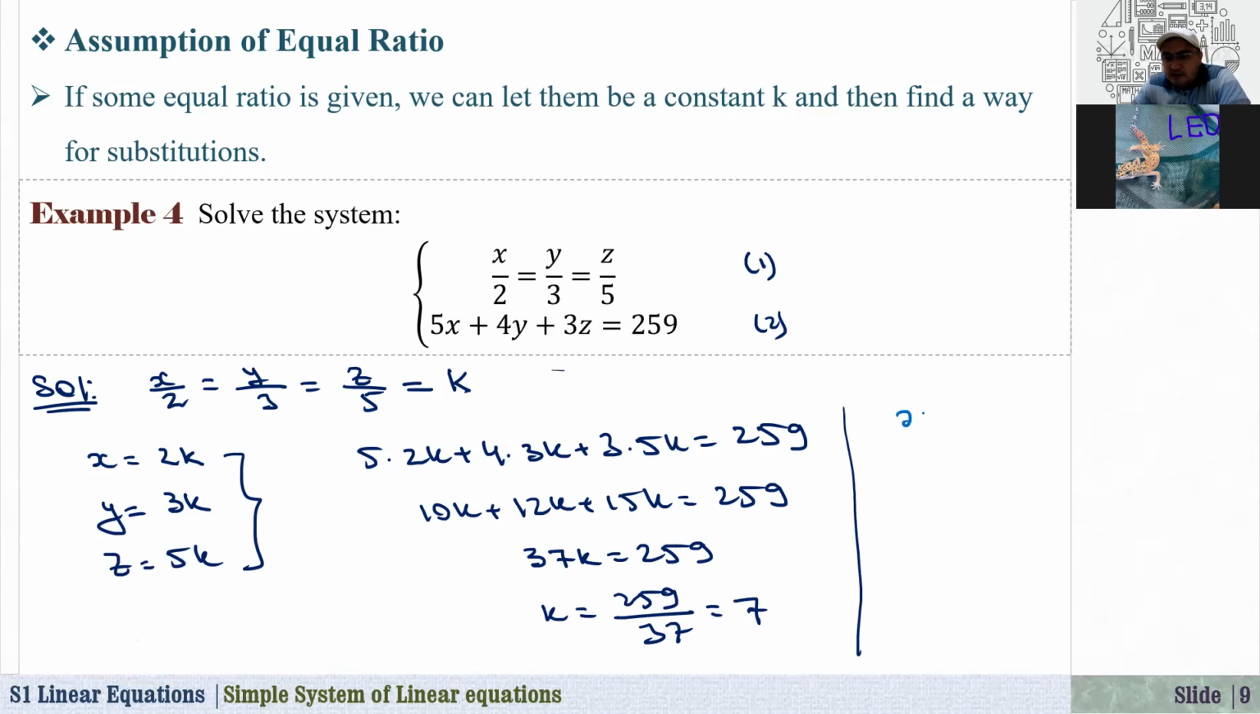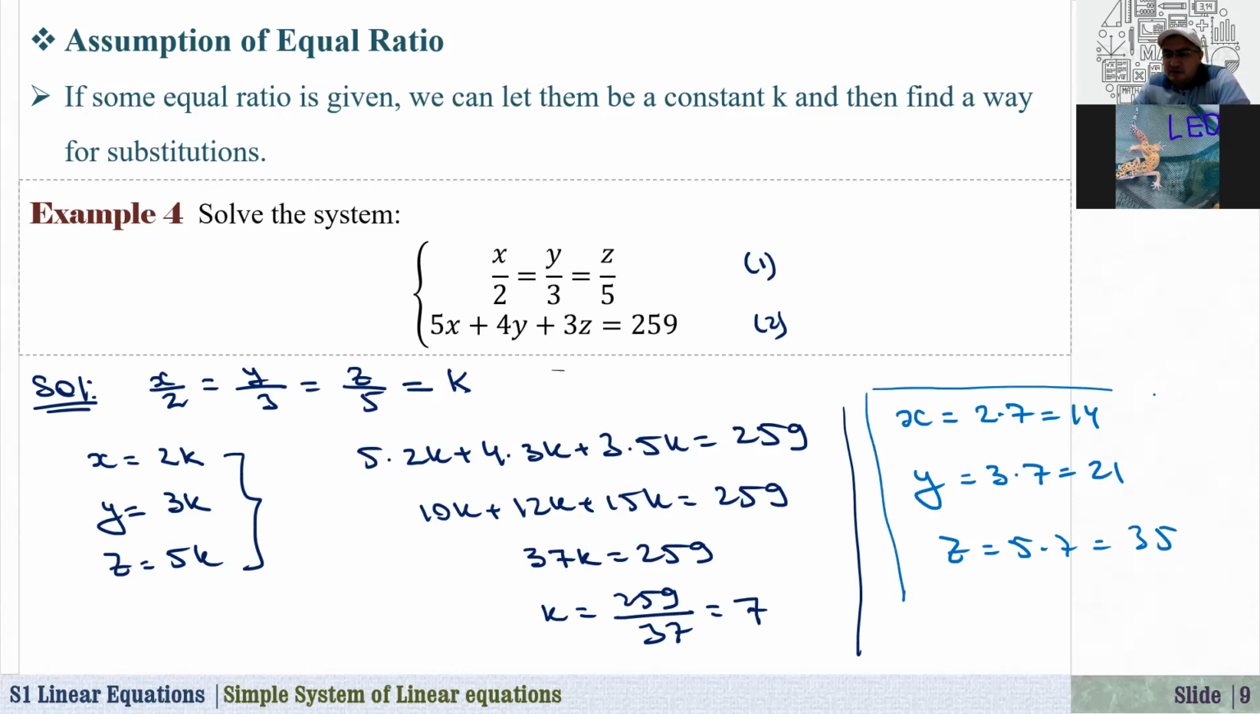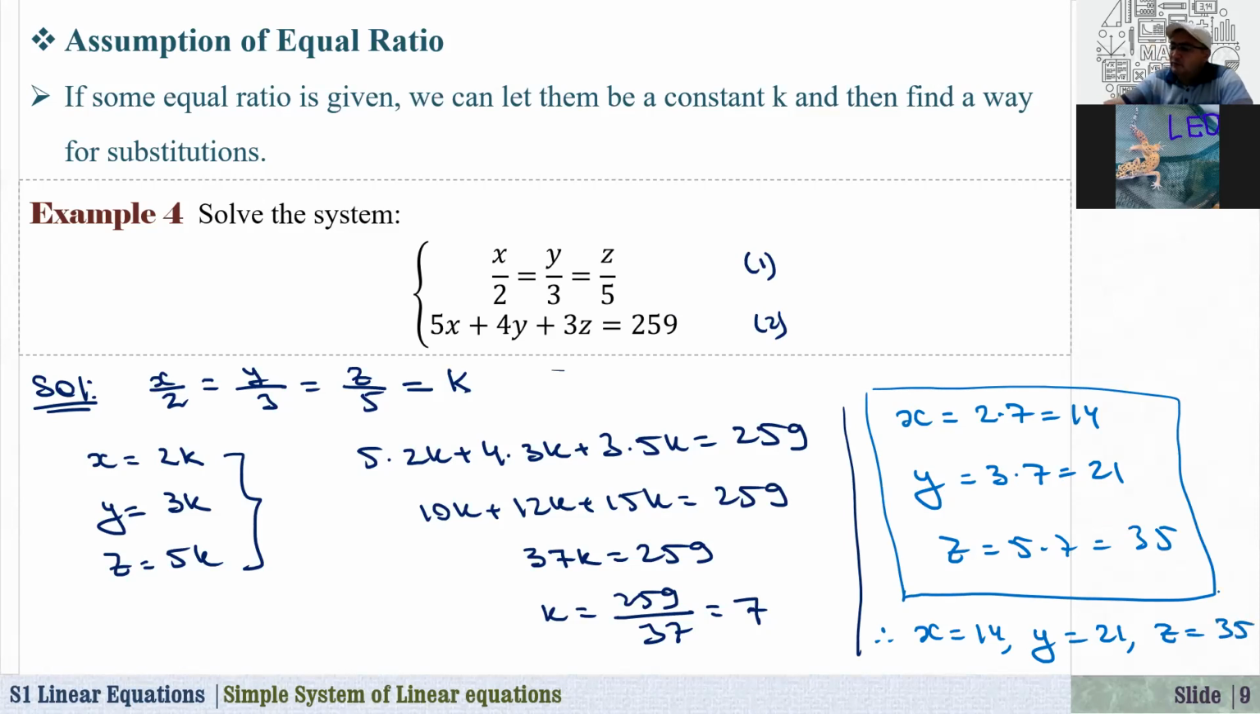So what is x? x equals 2 times k. 2 times 7, that is 14. And what is y? y is 3 times k. 3 times 7, that is 21. And z is 5 times k. 5 times 7, that is 35. So these are the solutions of the given system. So maybe I can just write it: x equals 14, y is equal to 21, and z is equal to 35.